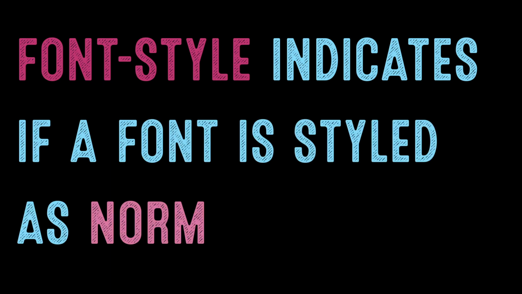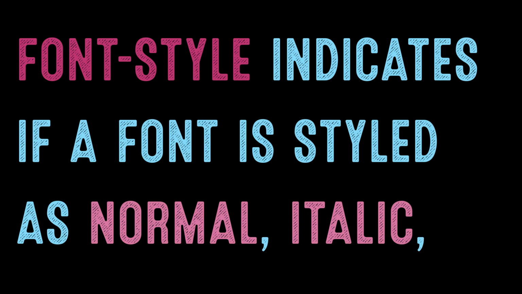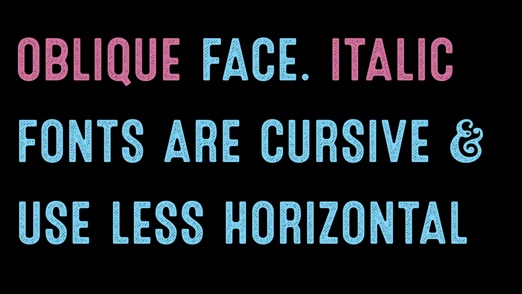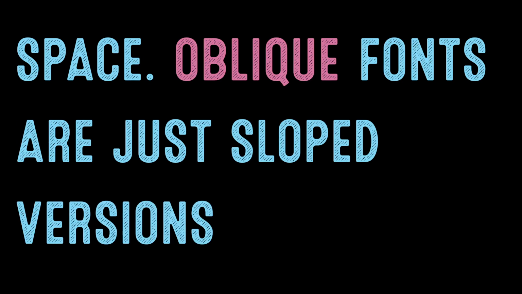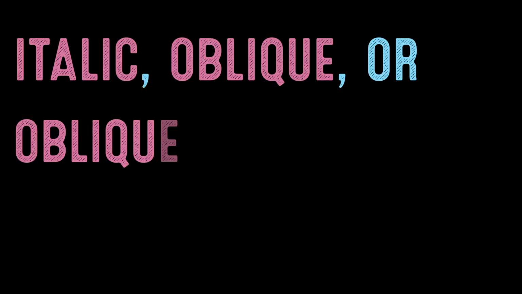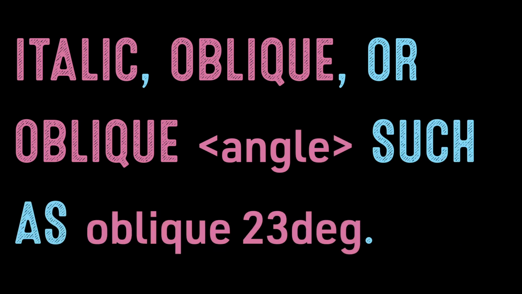Font-style indicates if a font is styled as normal, italic, or oblique face. Italic fonts are cursive and use less horizontal space. Oblique fonts are just sloped versions of the regular font. Font-style accepts the values of normal, italic, oblique, or oblique with an angle specified, such as oblique 23 degrees.